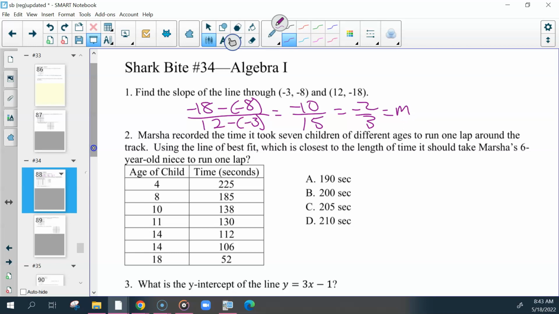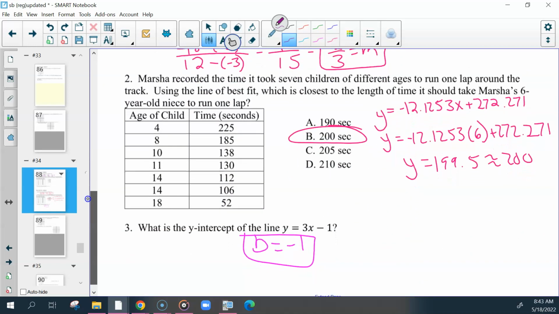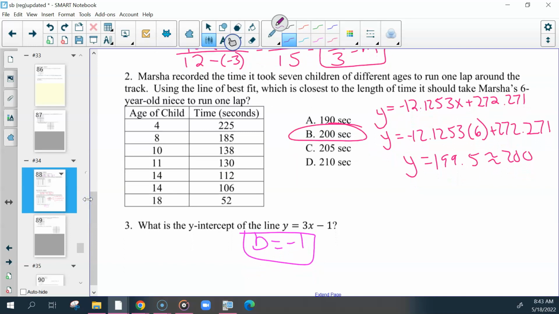For number 2, it asks you to find the line of best fit, so you could put this data in. I'm just going to show you what the actual equation is and the answer, and then if you want to see that in the calculator, we'll do that. So your equation was this. If you put 6 in, you get 199.5 and some other decimals. The closest one to that would be 200.